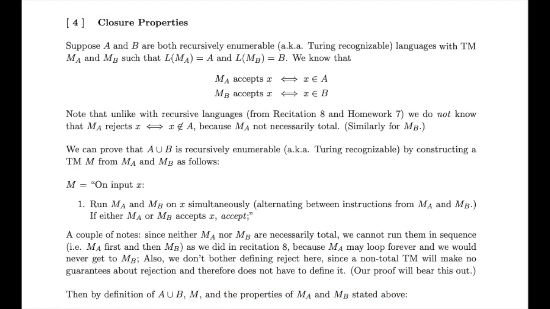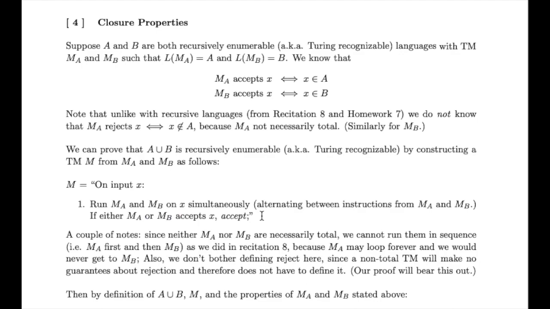Now, problem 4 says, suppose you have two recognizable languages. You can construct the machine to recognize the union by running the machines for the two languages on the input in tandem. And then if at any point either of the machines accept, then you accept overall.